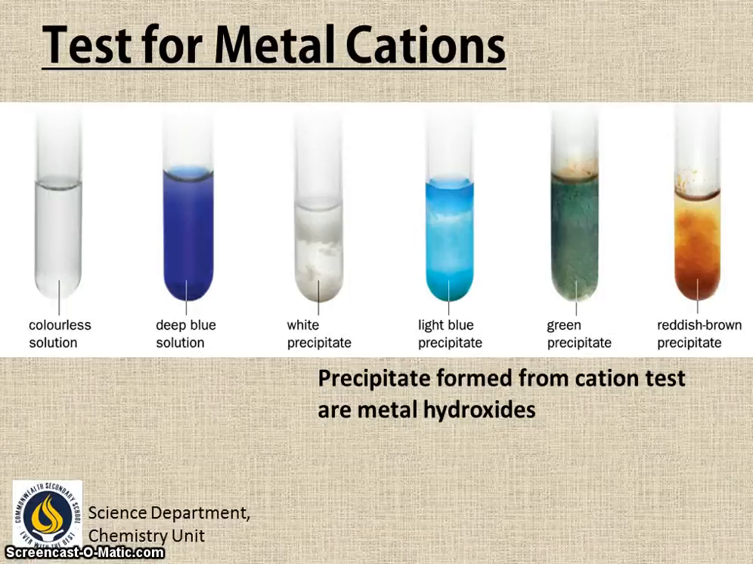Do note that the precipitates formed from cation tests are metal hydroxides. These are some of the possible results upon the addition of excess alkaline to the salt solution.